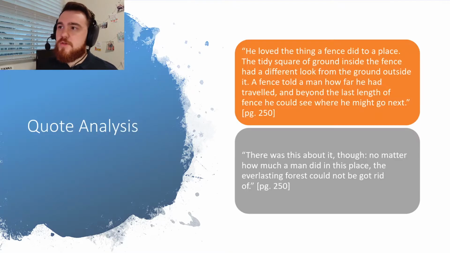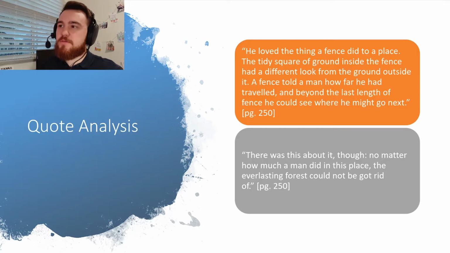Okay? So, first of all, we're going to talk about the idea of ownership through these quotes and how that creates a conflict of land. So, he loves the thing a fence did to a place. The tidy square of ground inside the fence had a different look from the ground outside it. A fence told a man how far he had travelled, and beyond the last length of fence he could see where he might go next. And this is demonstrating to us Thornhill's relationship with the space in his fence. That's his. He owns that plot of land.